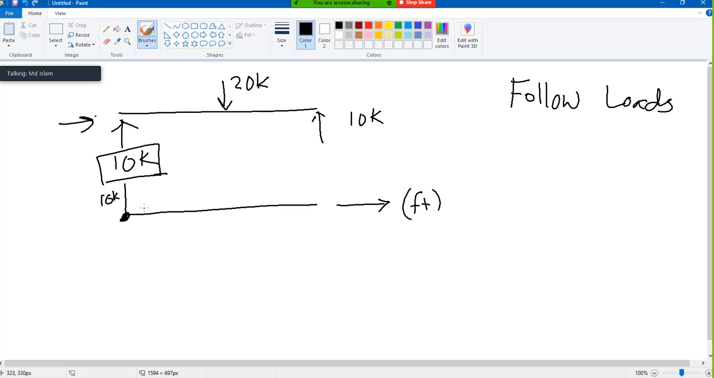Then up to here, what is your load? Nothing. Up to this portion you have nothing. Nothing means do nothing. Follow loads: no load, do nothing. So whatever we got here, keep as it is. When I'm going right, I'm not changing.